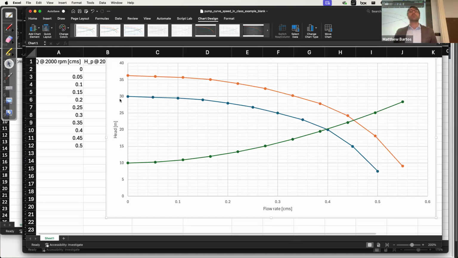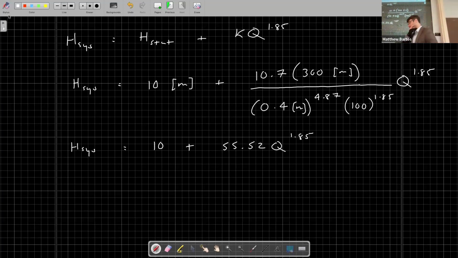Okay, are there any questions on this example? All right, so you have until Thursday to complete this. Let's move on to our next topic. First of all, are there any questions in general on pump speed and variable speed pumps before we move on?